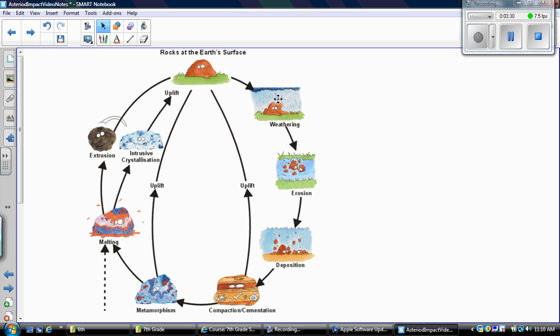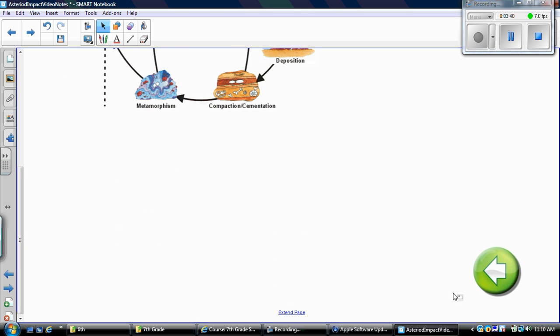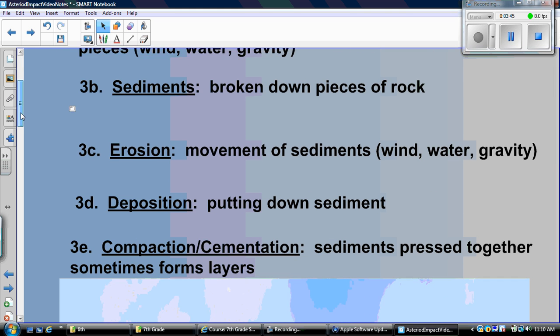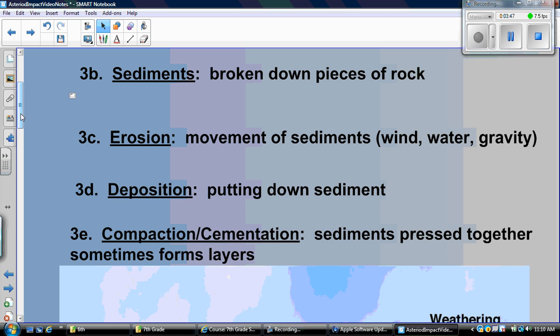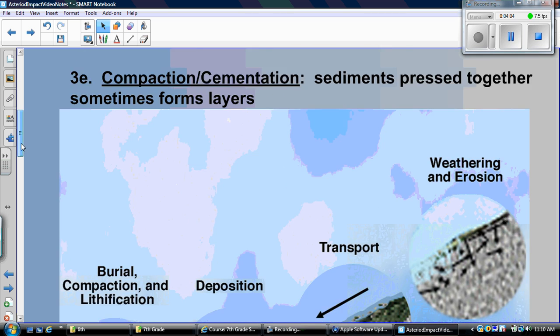So with weathering, water hits this rock and breaks it up into sediments. That's what that picture is right there. There's no back button. There it is. And then erosion, remember, is the movement of those sediments, which can be caused by the forces of wind, water, and gravity as well. Deposition is putting down that sediment, so we're dropping it somewhere. Compaction and cementation: sediments are pressed together, sometimes form layers, and then you have your sedimentary rock.